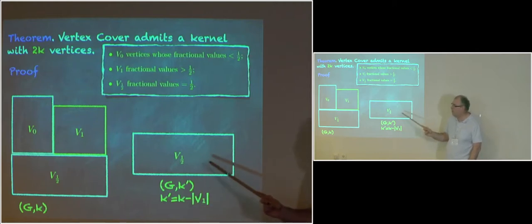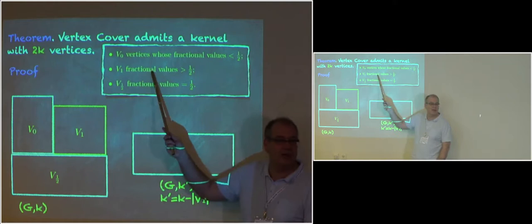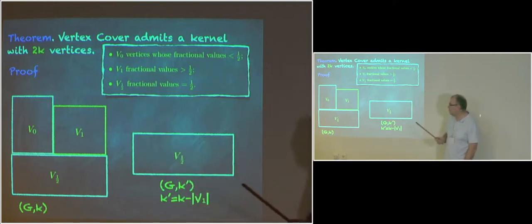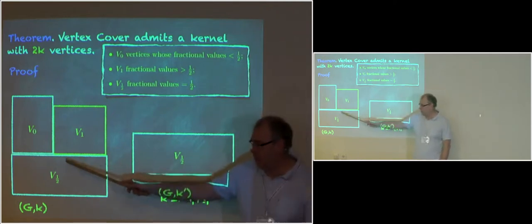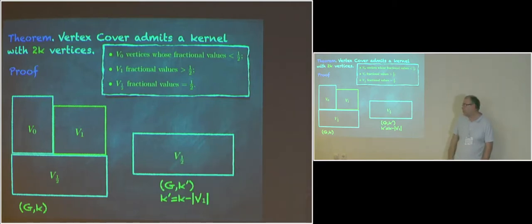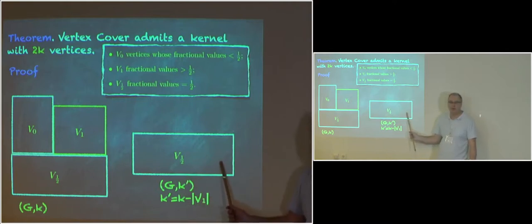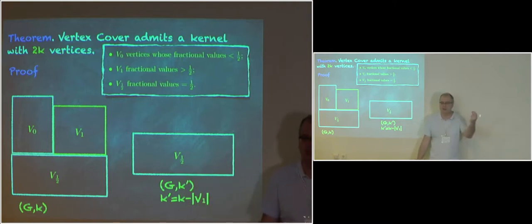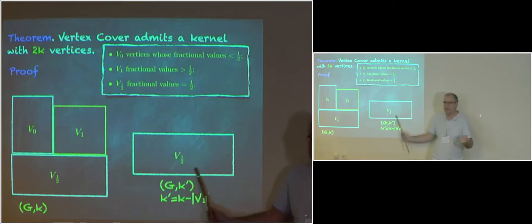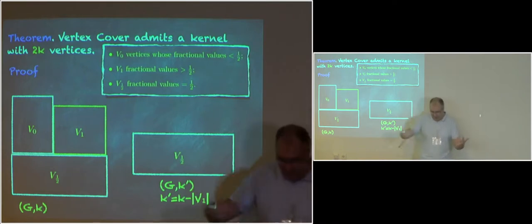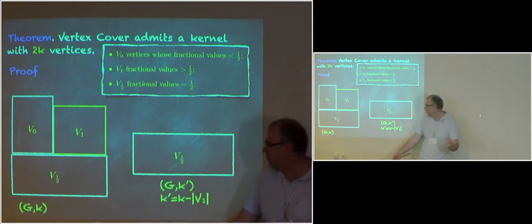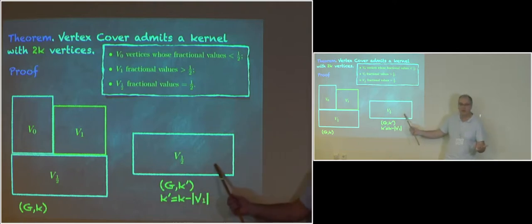And actually, I claim that this is a kernel, right? So this is a polynomial time algorithm, and we need to show that the size of this instance is at most 2K, and that this is a yes instance if and only if the original is a yes instance. So first of all, why is the size at most 2K? I know that my solution is of size K, and every vertex here gives value exactly 1/2. So I cannot have more than 2K vertices here, because that would mean that the value of the linear program is more than K, so we have a no instance.